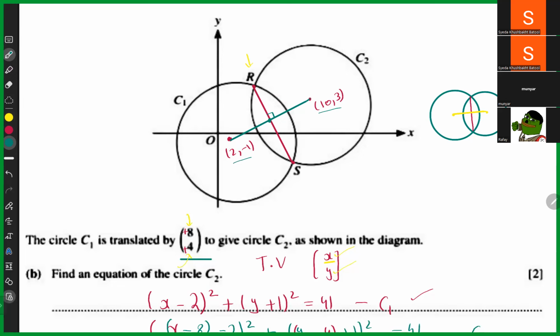technically, and once I have that midpoint, I would have a point lying on the line RS. For the gradient, I can just use the two centers, find the gradient, and for the gradient of RS I'll just find the negative reciprocal of the gradient of the blue line, and that would give me the gradient of the red line. So both the methods are correct, and if you look at the marking scheme, you would find both the methods.